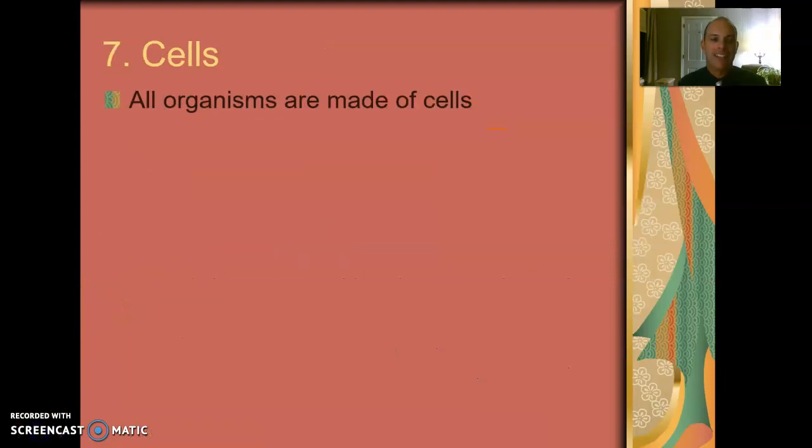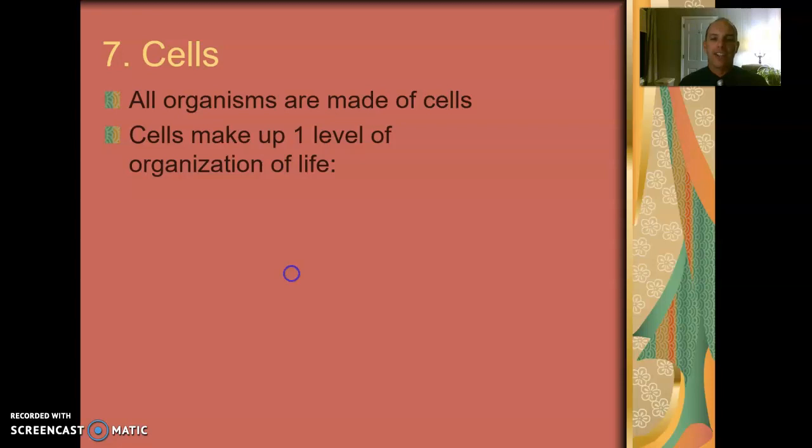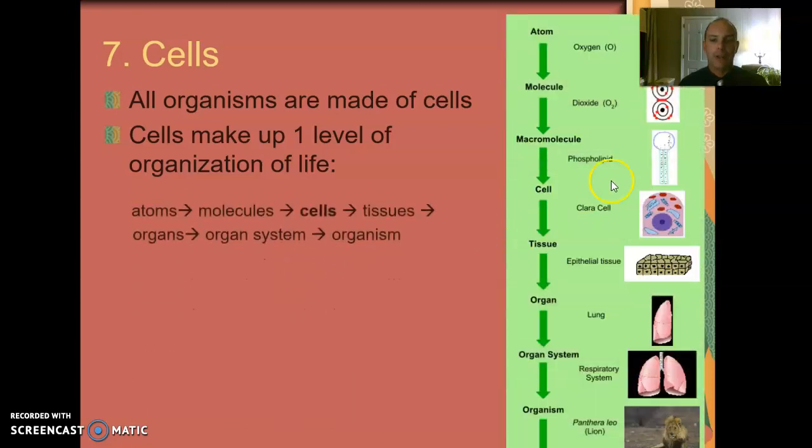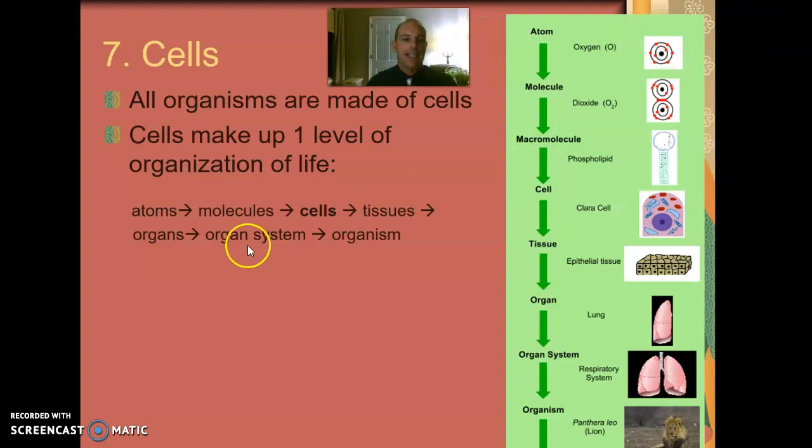All right, characteristic number 7, cells. All living organisms are made of cells. Okay? Cells make up one level of organization of life. Atoms, molecules, cells, tissues, organs, organ systems, organism. That's how they're all divided up. So the smallest thing is an atom. That's a good question. I may ask you, hey, what's the smallest thing you can have in an organism? You'd say the atom, followed by the molecule, followed by the macromolecule, the cell, which we're discussing now, tissues, like your skin, an organ, like your liver. These are lungs over here, and then organism, which is the whole lion over there. Okay?